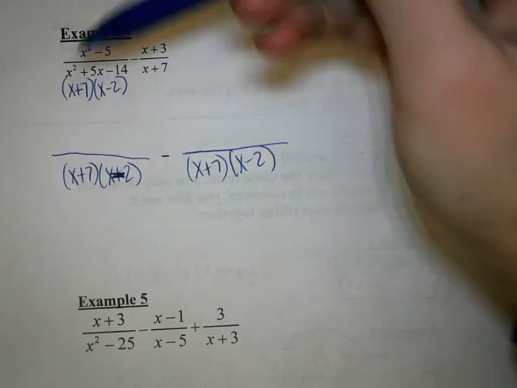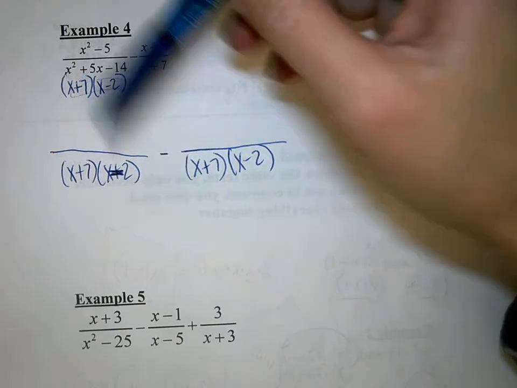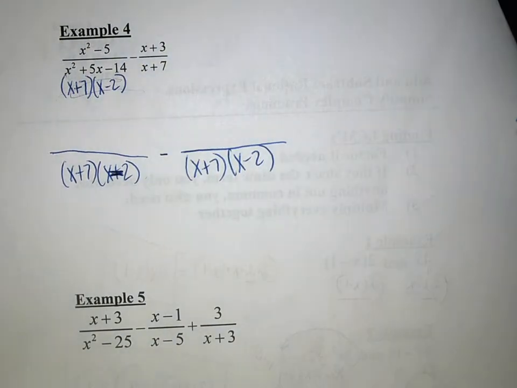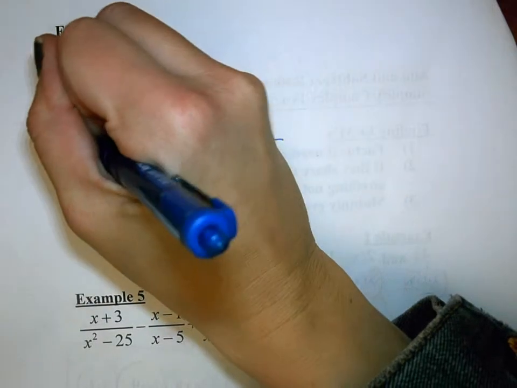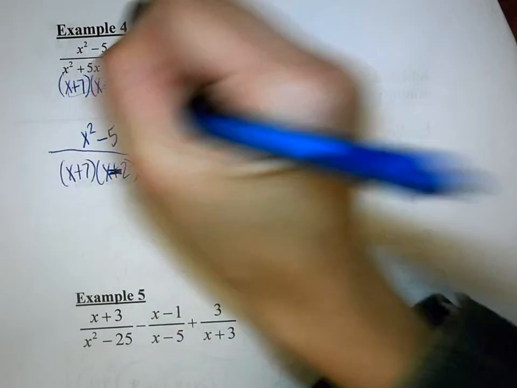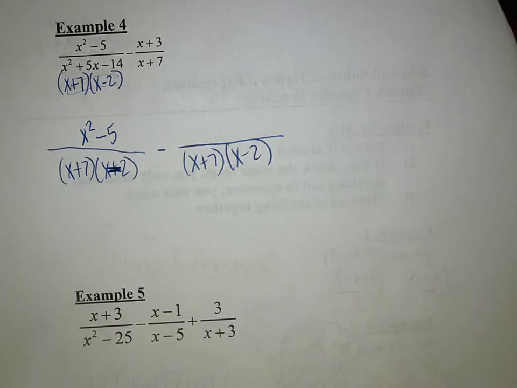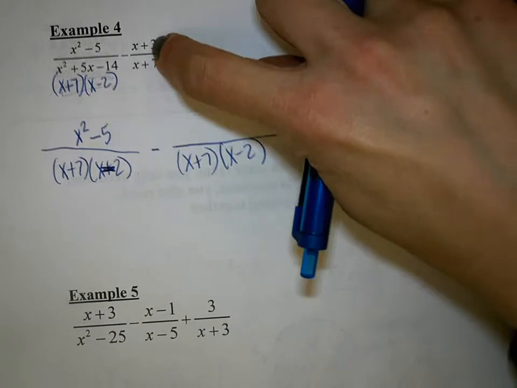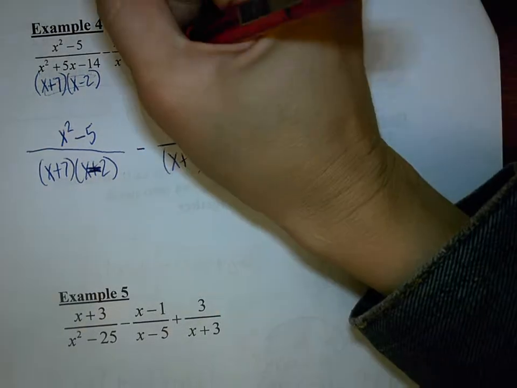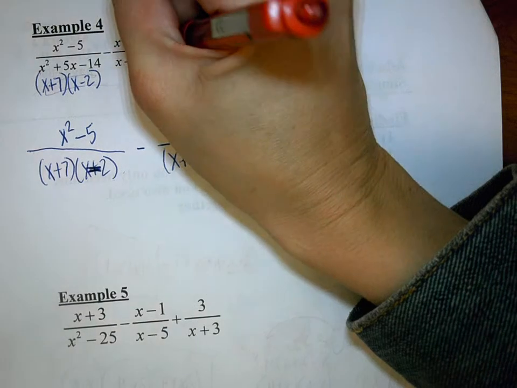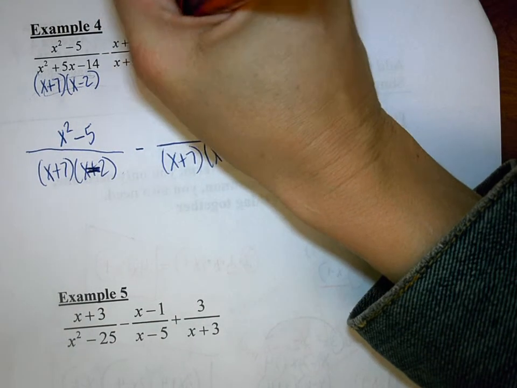On the first fraction, is there anything I need to multiply by in order to make it the common denominator? No. So we just rewrite what was already there, which is x squared minus 5. On the second fraction, what am I missing? x minus 2. So that means I'm multiplying the top and the bottom by x minus 2.